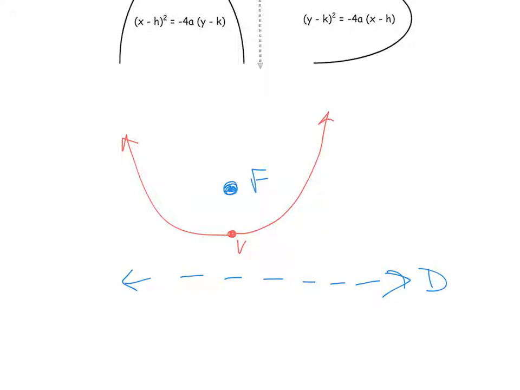So what I wanted to say was the a value is this distance here. It is the same distance as this distance as well. So whatever the distance is from F to V, that is the same distance as the distance of V to D. So this distance is equal.